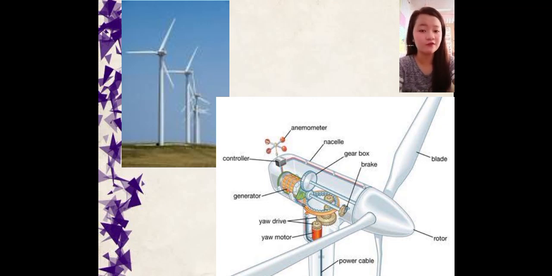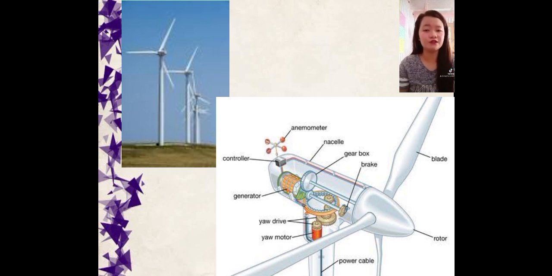Next, let's summarize the parts of the wind turbine. The pitch, the rotor, the blades, the brake, the yaw system with the yaw drive and yaw motor, tower, high-speed shaft, low-speed shaft, gearbox, generator, anemometer, controller, wind vane.